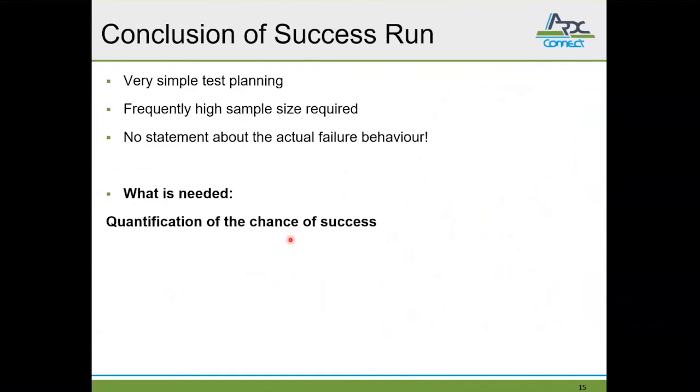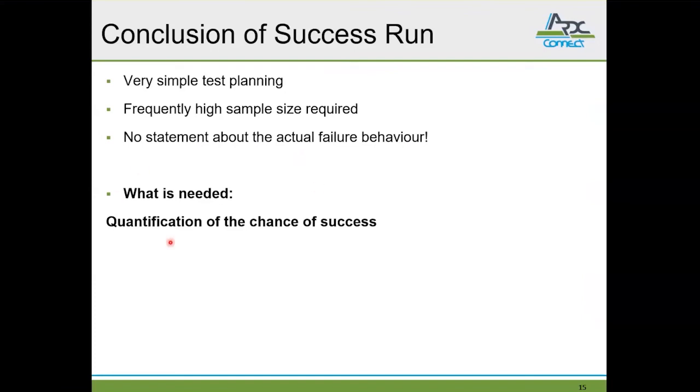Okay, let's sum this one up. On the positive side, we can say success run is very simple test planning. But only on the first look, let's say it in this way. On the other hand, we frequently need high sample sizes, especially when it comes to high requirements. And we can also make no statement about the actual failure behavior. So we get only the information of the minimum reliability, as I showed you in the slides before.